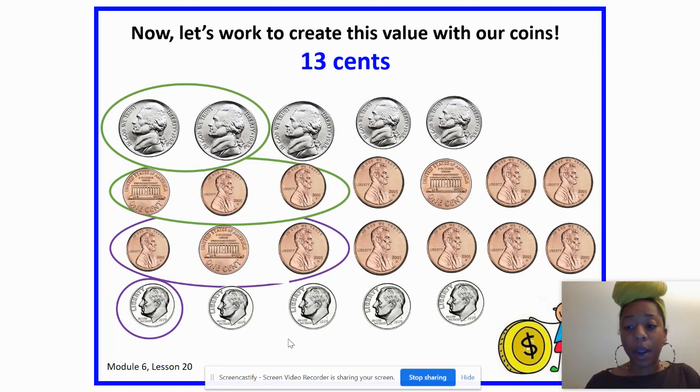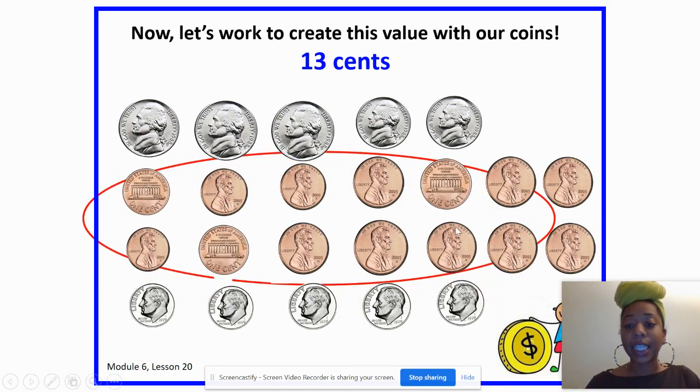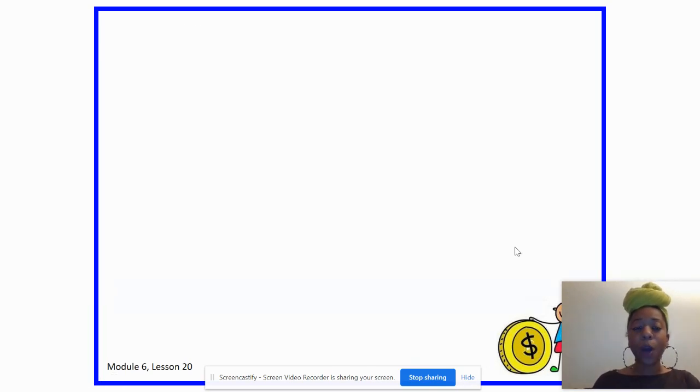You guys know of another way to show 13 cents? Yes, there is another way to show 13 cents. I can count by just ones. And which coin represents ones? A penny. You're right. Okay. 2, 4, 6, 8, 10, 12, plus one more equals 13. I just showed 13 cents with just pennies. Nice work.